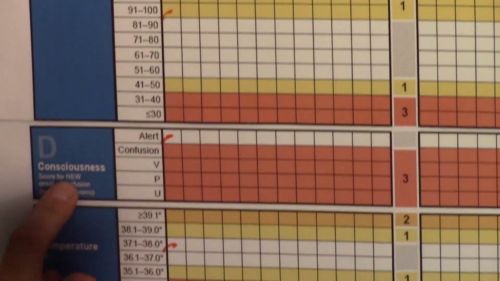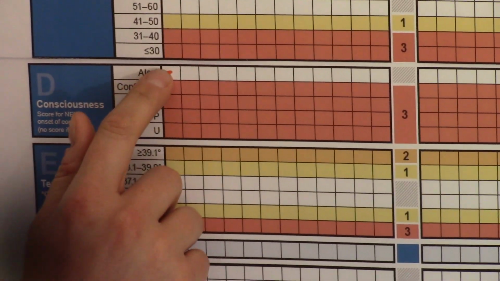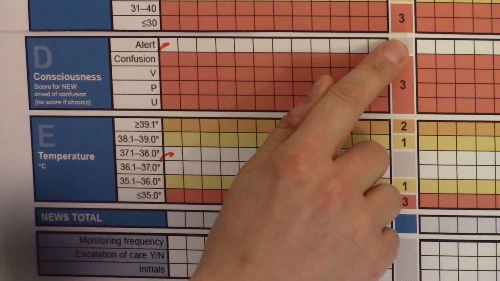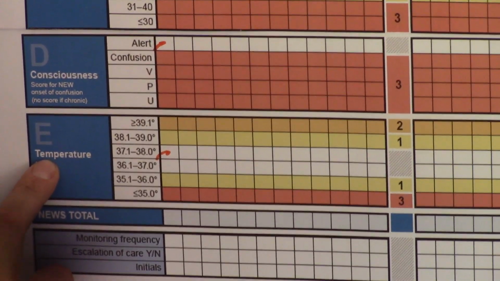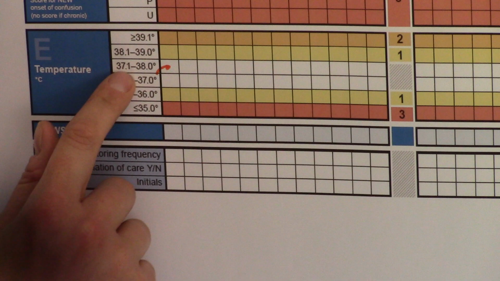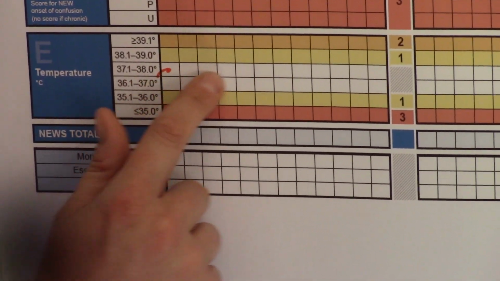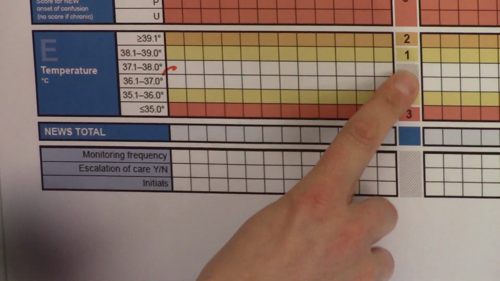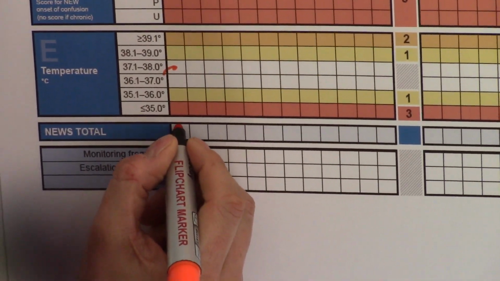Consciousness level, so we're in disability. Conscious level is alert, no score. Then we're down to the E for exposure, that's temperature. His temperature was 37 point something, no score. So his total news score is 1.